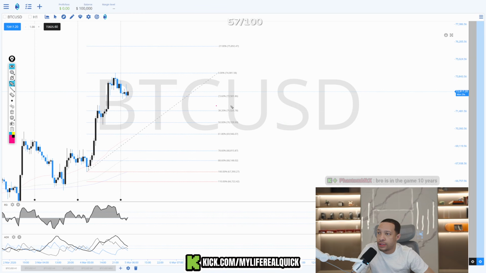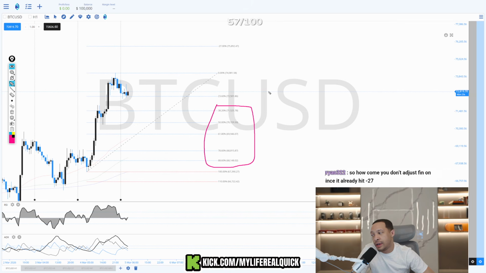Let's go into this. The bread and the butter. Fibonacci. I'm not covering the strategy on how to draw it. I'm covering what I use Fibonacci for. And I use it for PRZs.